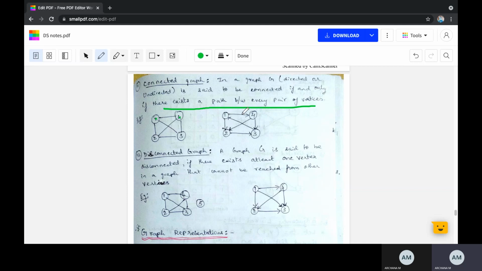Now look here, in this directed graph, there is a connection from 1 to 4, 4 to 3. Either one or the other node, they are connected to each other. So there is a connection between the vertices. That is known as a connected graph.